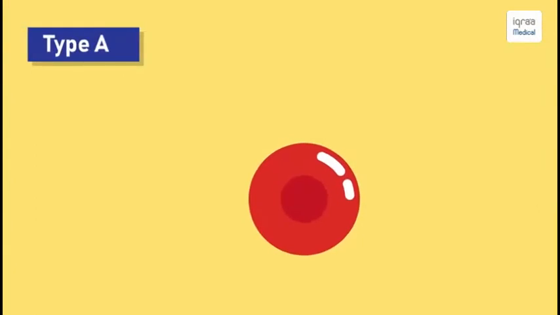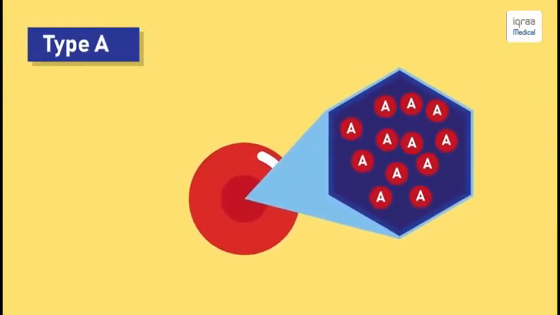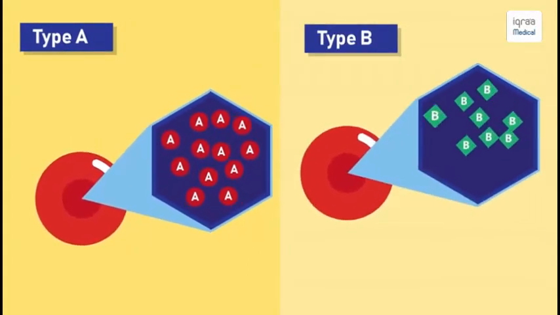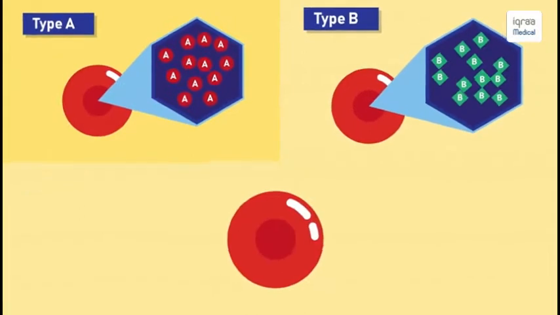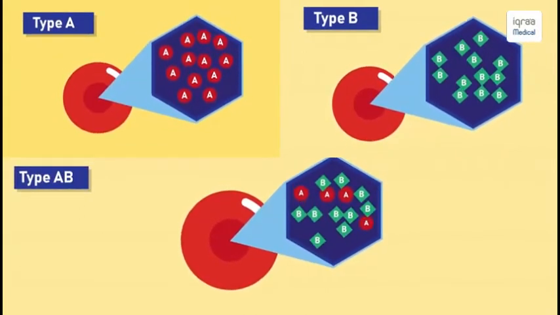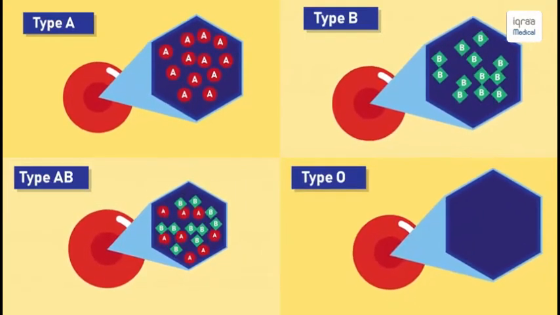Blood type A, if the red blood cell has only A molecules on it. Blood type B, if the red blood cell has only B molecules on it. Blood type AB, if the red blood cell has a mixture of both A and B molecules. Blood type O, if the red blood cell has neither A nor B molecules.